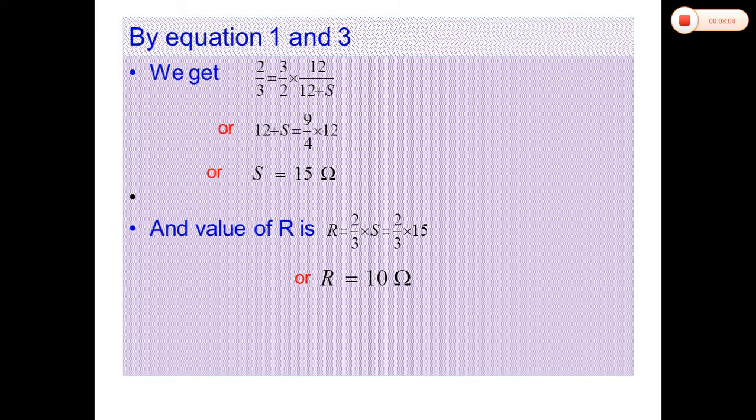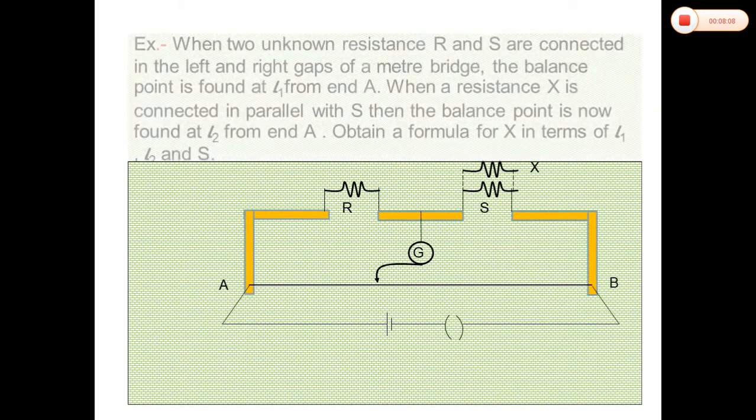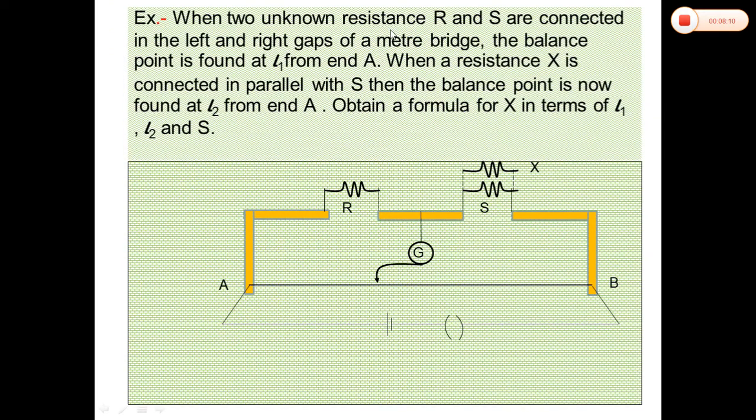We will also discuss one more problem related to this one. Here, when two unknown resistances R and S are connected in the left and right gap of a meter bridge, the balance point is found at L1 from end A. When a resistance X is connected in parallel with S, the balance point is now found at L2 from end A. Obtain a formula for X in terms of L1, L2 and S.